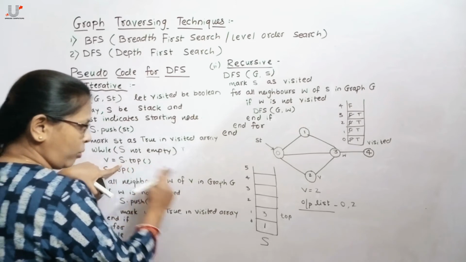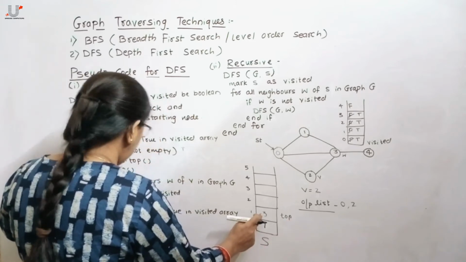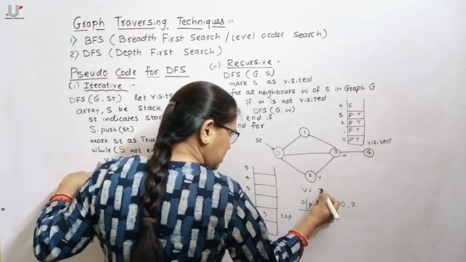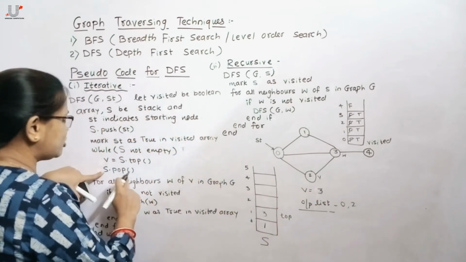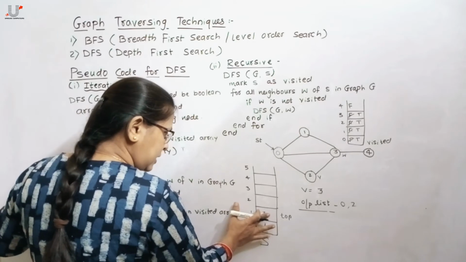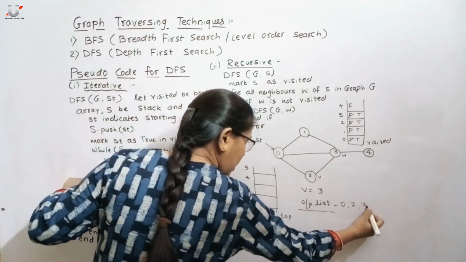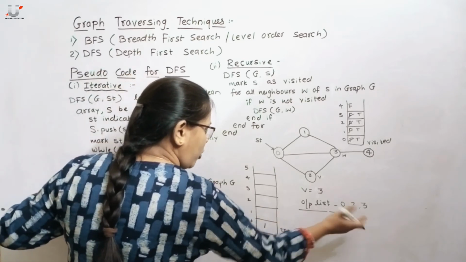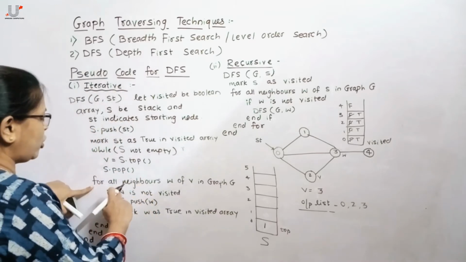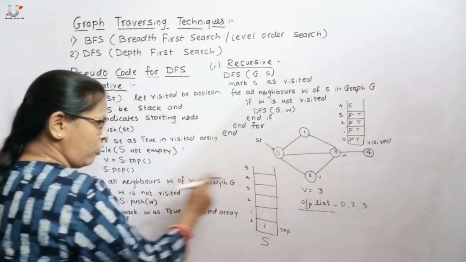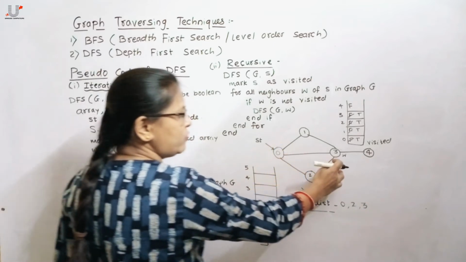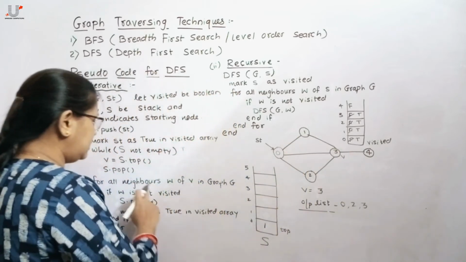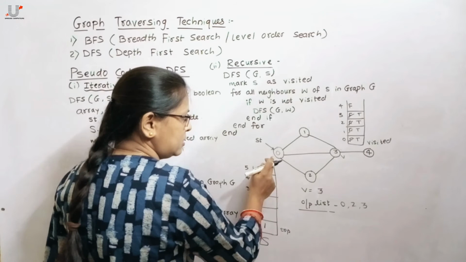So again s dot top, the topmost element from this stack is 3. Assign that 3 to v. So here v holds the value 3. Then s dot pop, now we have to pop that 3 and add it to the output list. Then top gets decreased by 1. Then for all neighbors w of the popped element 3, so here v is currently pointing to 3. The neighbors of this 3 are 0.